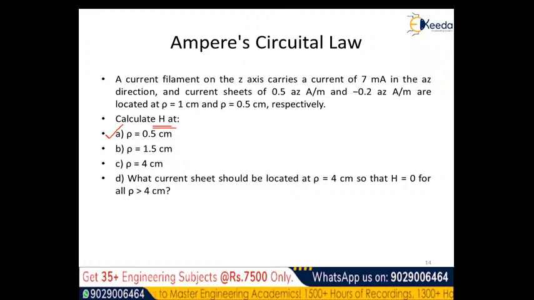So we have to make calculations for H provided rho is equal to 0.5 centimeter. At this time I am not going to draw the diagram here. Diagram you have to draw on your own. The thing is very simple. At the x-axis there is the filamentary current, and then the two current sheets are there at the respective locations, rho is equal to 1 centimeter and rho is equal to 0.5 centimeter. Here for part A, rho is equal to 0.5 centimeter, and we have to consider the calculation of the magnetic field intensity component here.